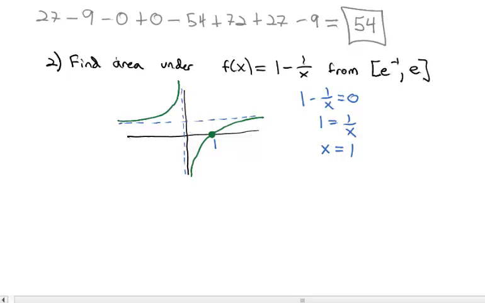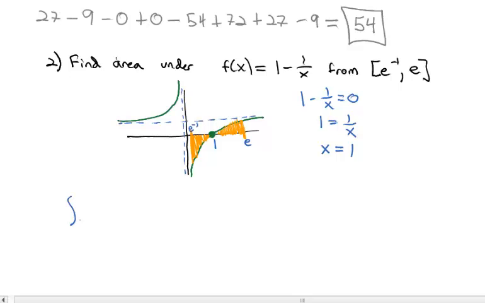e to the negative 1, that's really close to 0, not quite. So it's going to be around here. And regular e, that's 2.718, so that's going to be out here. So we want the lower area at first, and then it goes above up until we reach the point of e. So this is e to the negative 1, and this is e to the first. So we're going to need two integrals.